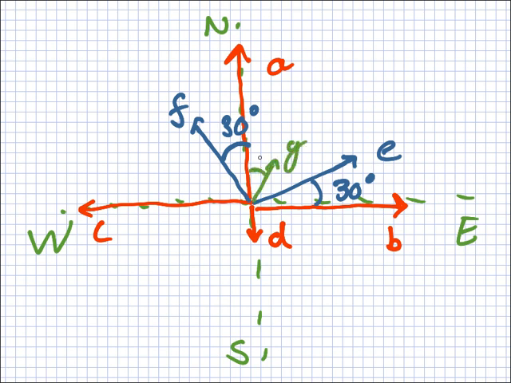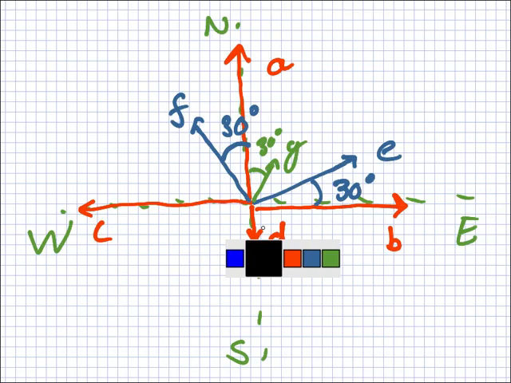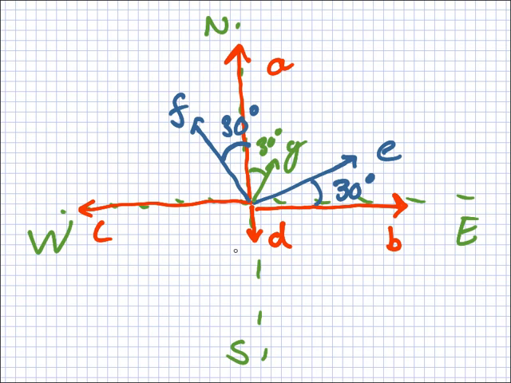G. That's also 30. And the last one is if I just said 2 meters per second at 30. Where's that one? Anyone knew that one? Here we need to think about it like mathematics class. When you draw your circle, where do you measure your angles from? The same as E. That's it. That is H there.